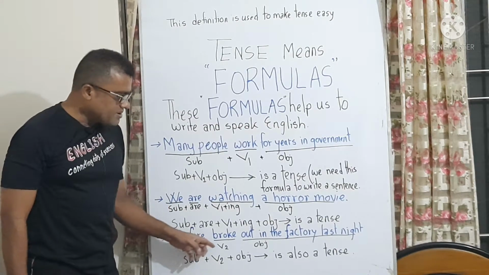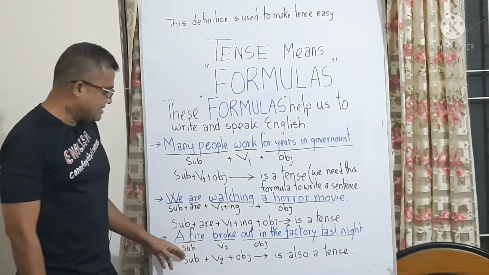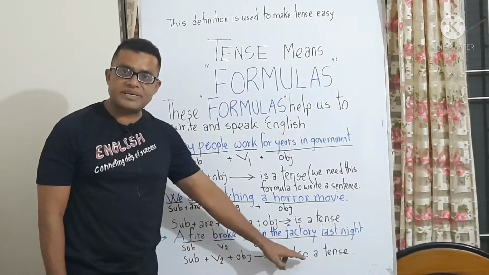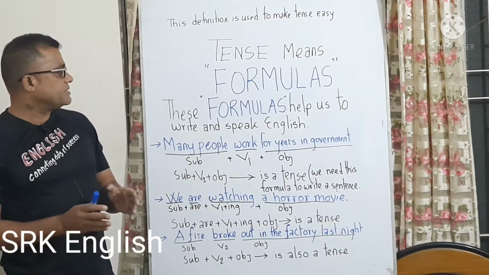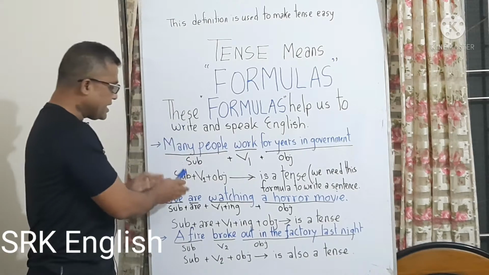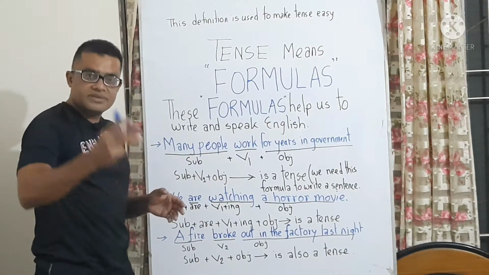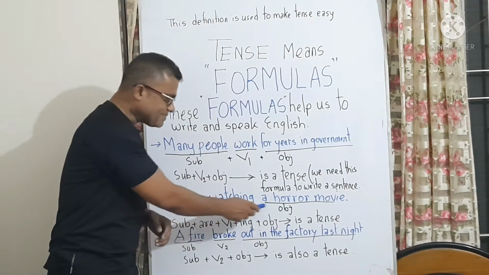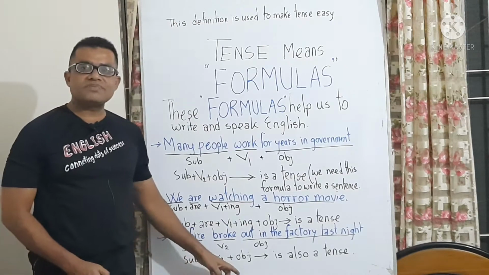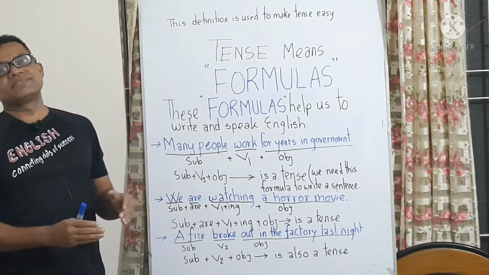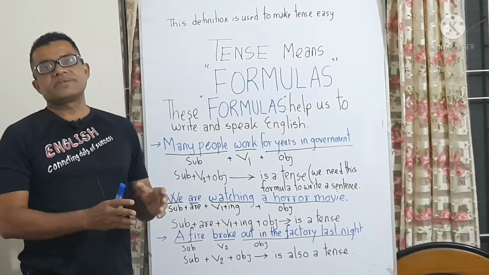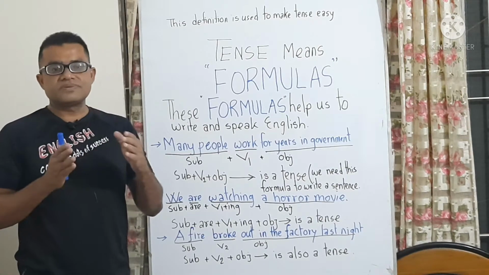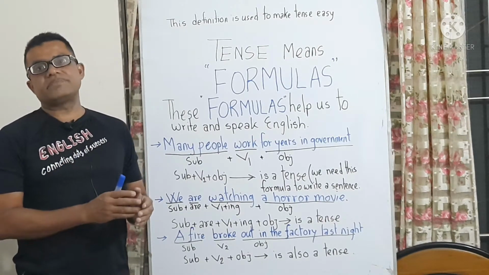A fire broke out in the factory last night. Subject V2 object. So subject V2 object is also a tense. So what's the matter here? When we write these three sentences, we have to use three formulas: subject V1 object, subject are V1 plus ing plus object, subject plus V2 plus object. These formulas are called tense. So always remember, tense means some formulas. These formulas will help you to speak and write English well and perfectly.